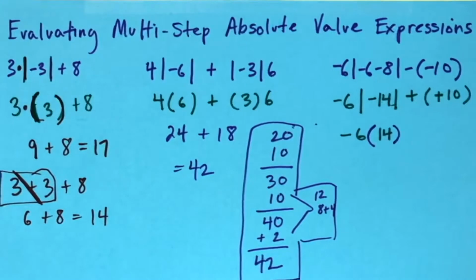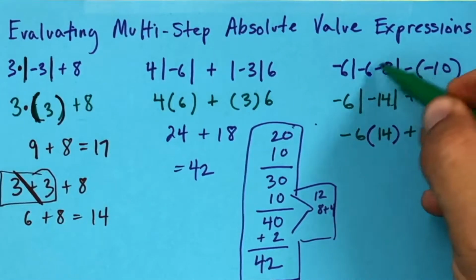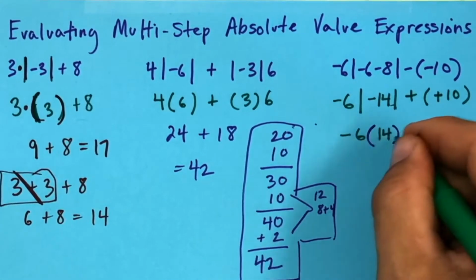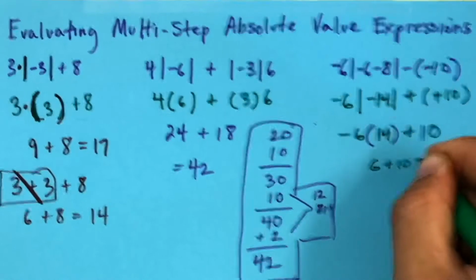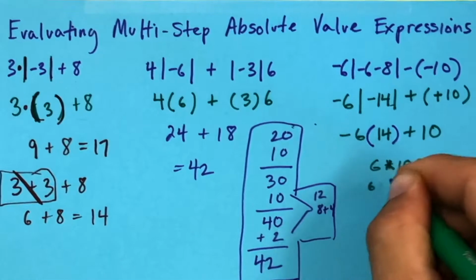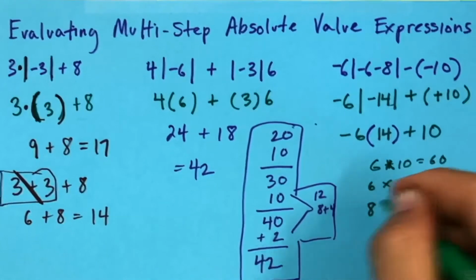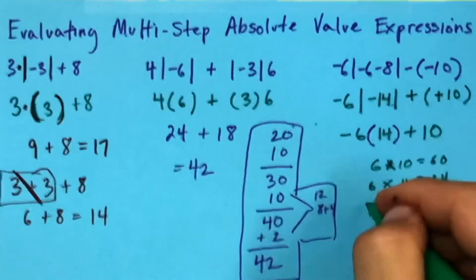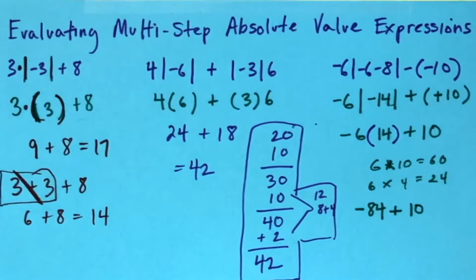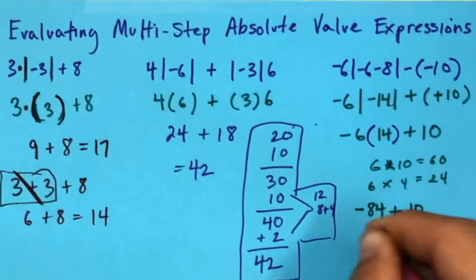I'm just pointing this out here, trying to really stress the fact that we're evaluating this, and so on and so forth. Now 6 times 14, 6 times 10 is 60. And then 6 times 4, 24. 60 plus 20, 80, plus a 4, 84. And don't forget, keep your negative sign. Plus 10. What's the difference between 84 and 10? Is 74, and then keep the sign of the bigger number, negative.